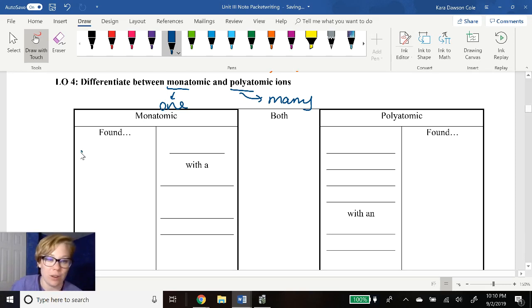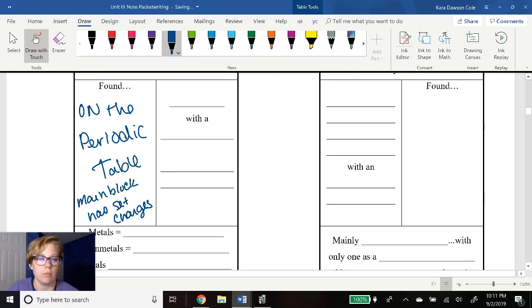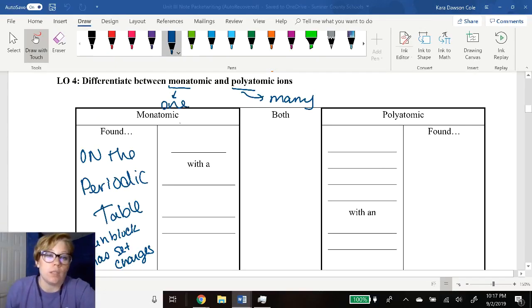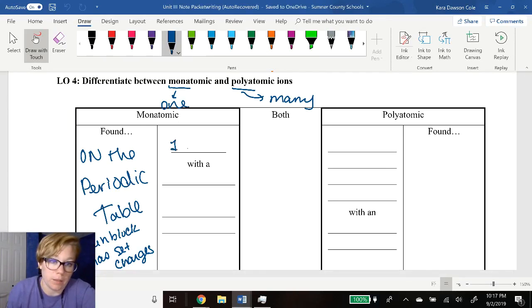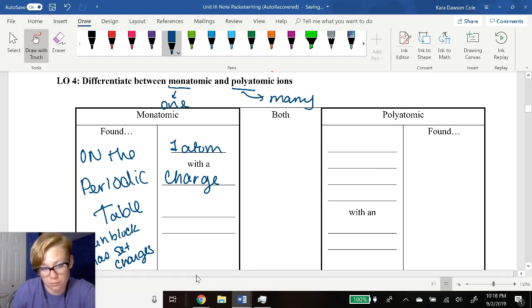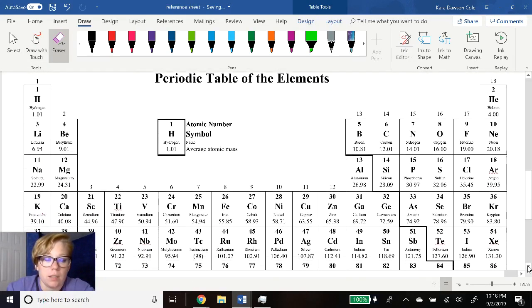These are found on the periodic table. Most of the main block has set charges, not all of it, but some of it. So a monatomic ion is a single atom with a charge. These are considered your ions of elements. All right, so let's look at the charges for these guys.